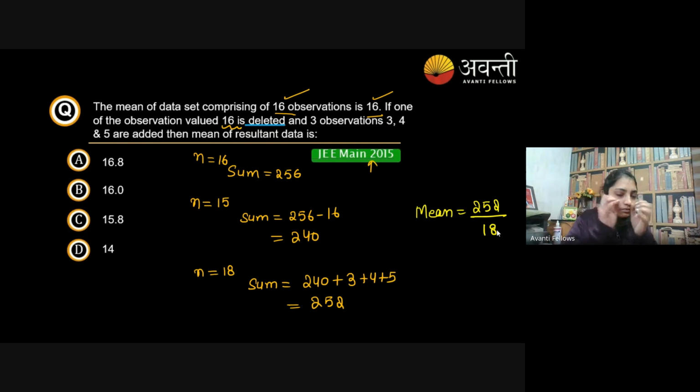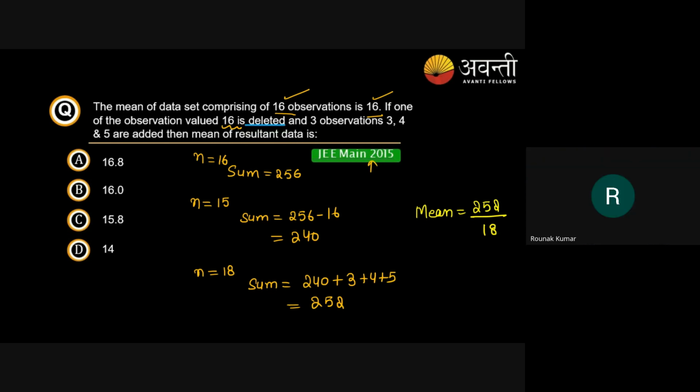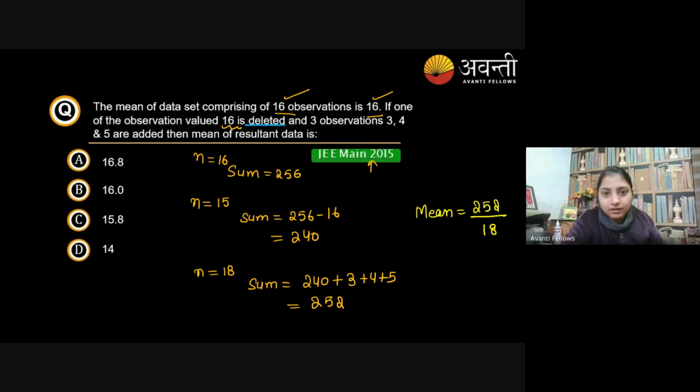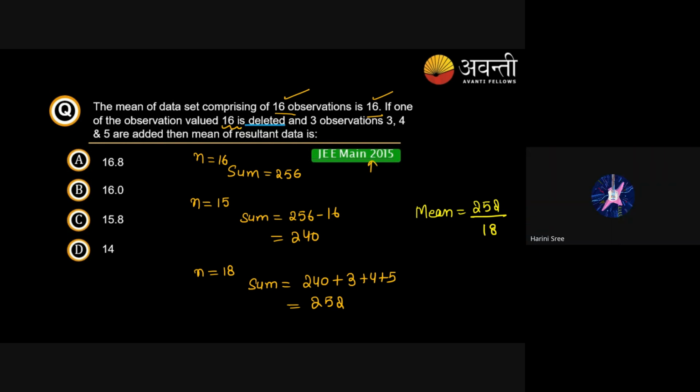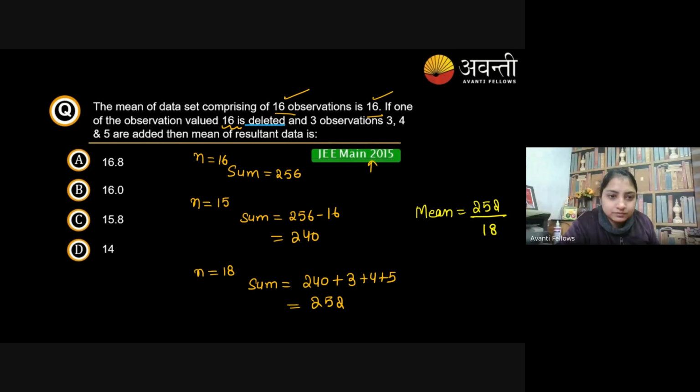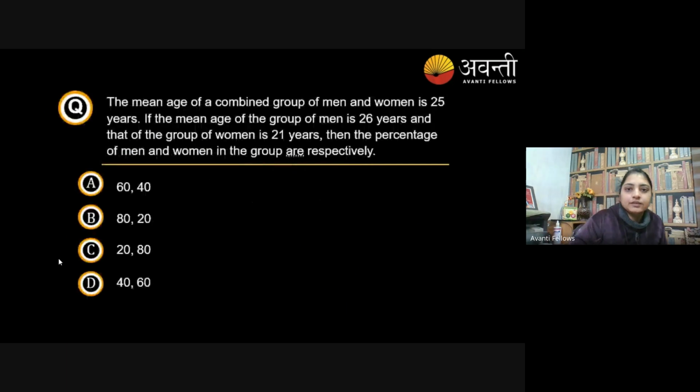So where have you made a mistake, Ronak? Ma'am, in the deletion part of different values of n. Okay, now it's clear. Harini, Aditya, Gurmanat, is it clear to everyone? Tanisha, Vatsal, Vansh, Avni, clear? Okay. So the answer should be option D. Can we go ahead? Yes, ma'am.